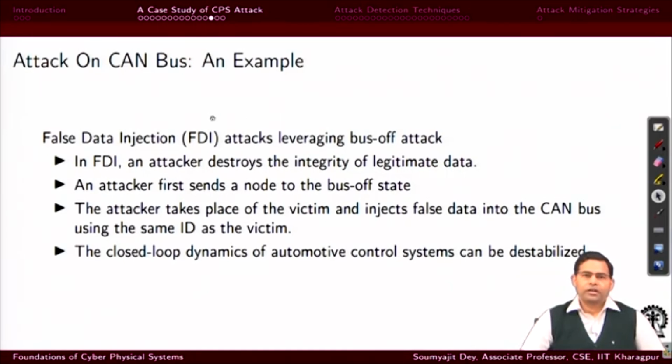situation, the attacker destroys the integrity of the legitimate data, and the attacker first sends the node to a bus off state like we discussed, and then the attacker takes the victim's role and it will inject false data into the bus using the same ID, and that can destabilize closed loop dynamics of automotive control systems.